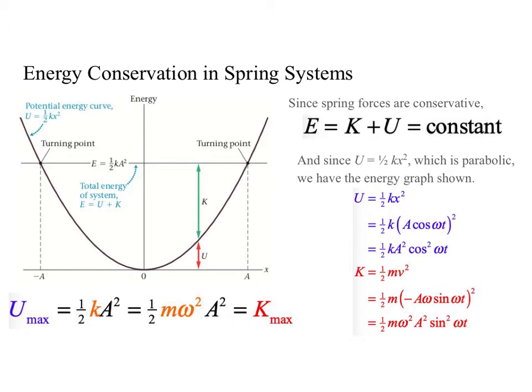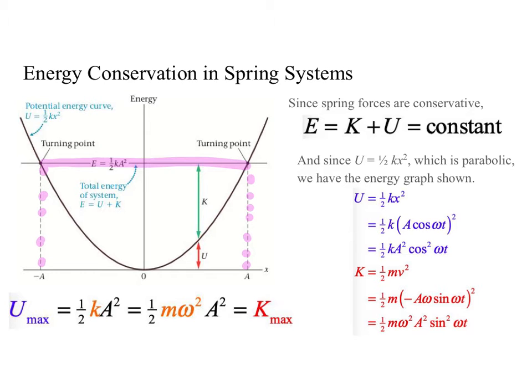Energy conservation in spring systems. Spring forces are conservative, and because of that, the total mechanical energy, which is K plus U, is a constant. And since U is a half k x squared, which is parabolic, we have this energy graph. If we have some fixed amount of energy, then it's going to track out along that path. And the system's going to bounce back and forth between those two values. What values? Well, the values that are the amplitude.